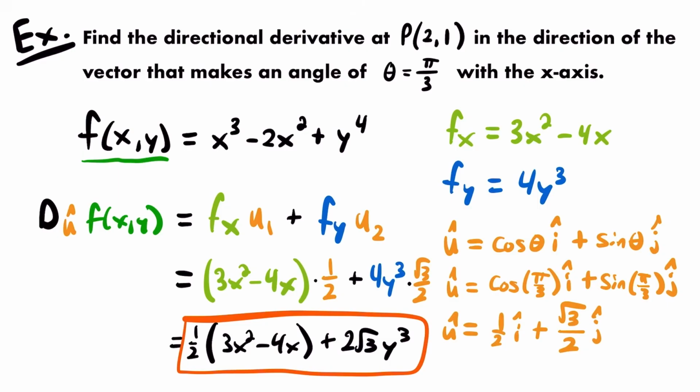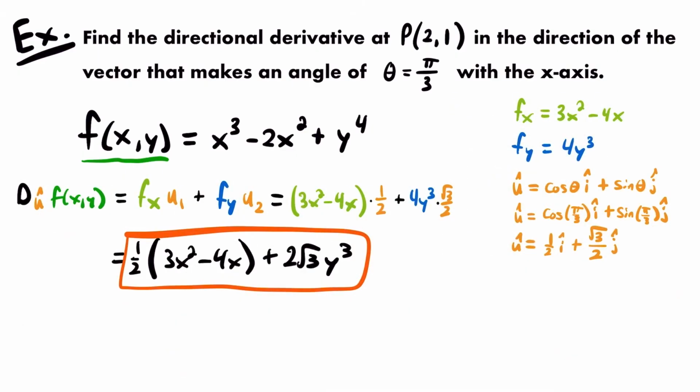But we do want to evaluate it at a particular point, right? What we have here is essentially an equation that gives us the slope of the tangent line at any point on this surface in the direction of this unit vector, but we want to know the directional derivative at this specific point. So to do that, we have to plug in this value of x and this value of y into the directional derivative. So let's do that here.